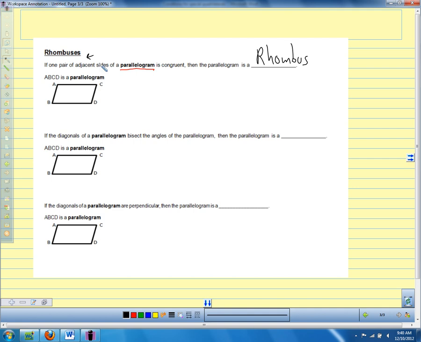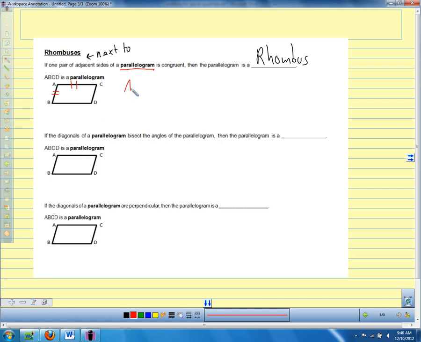And who remembers what adjacent means? Next to. Adjacent means next to. So if you need a reminder, write that adjacent means next to. So we're saying if one pair of sides that are next to each other in a parallelogram are congruent, then the parallelogram is a rhombus. So if we mark this picture, it would look like this. These two sides are next to each other. They're congruent. That guarantees us that our parallelogram is a rhombus.